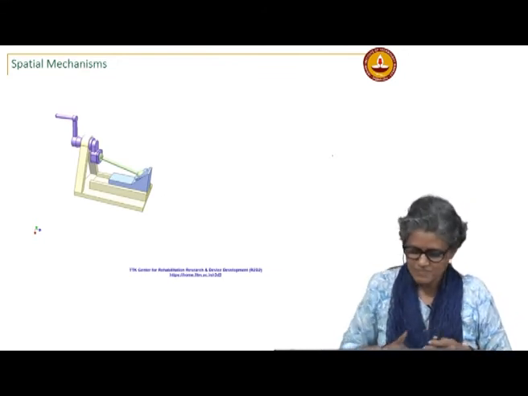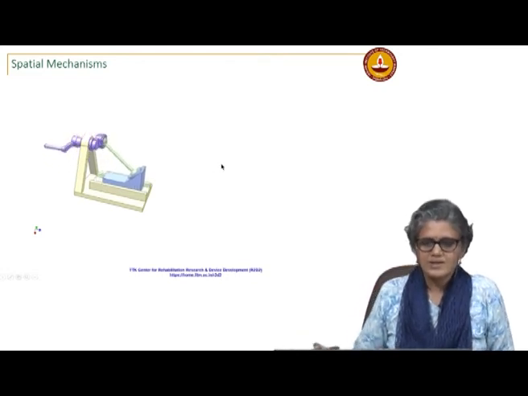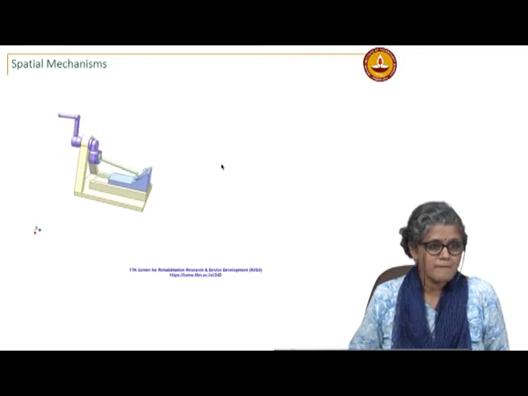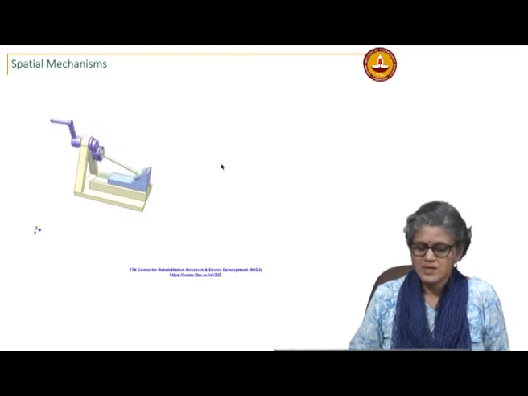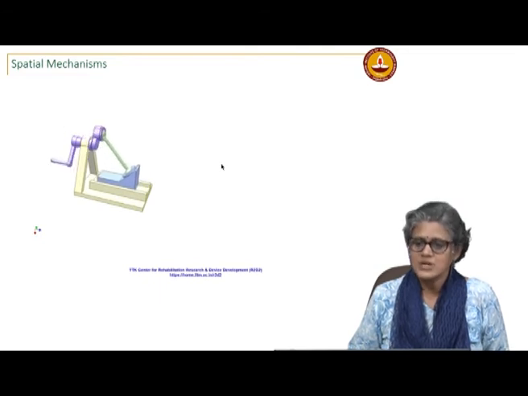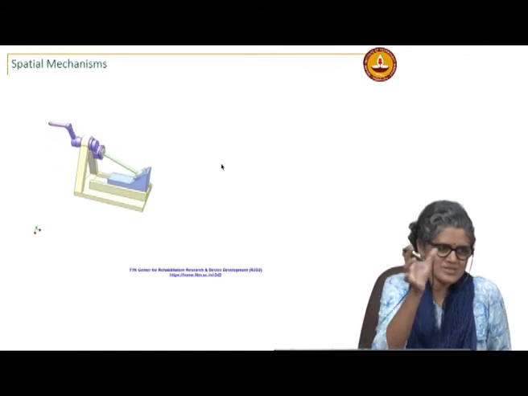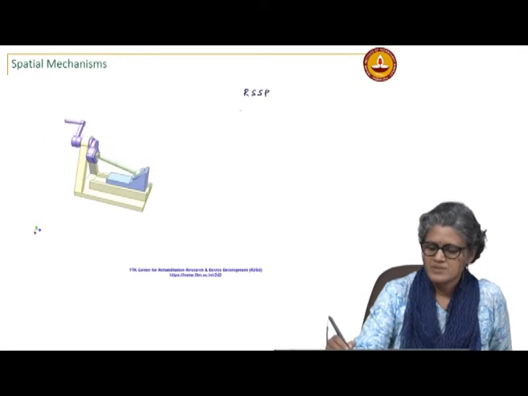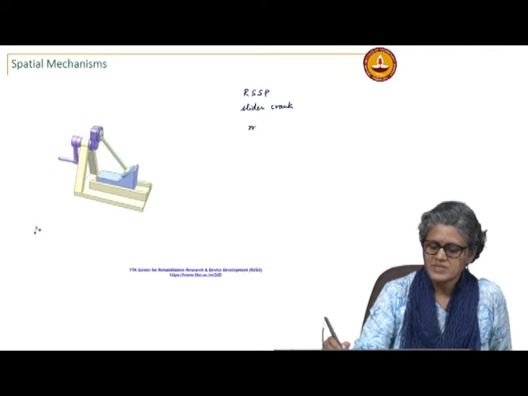So, here this is another slider crank, RSSP. And what would be the mobility of this one? The mobility of this one is similar to the RSSR, right. So, this is an RSSP slider crank, and its mobility is 2.